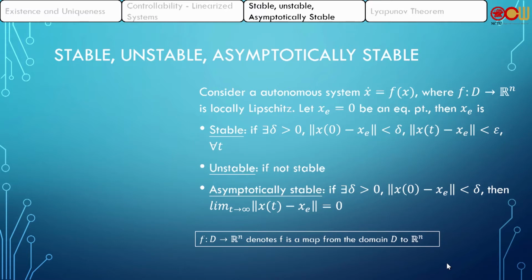And for the unstable case, it means that no matter where you started, the solution is not bounded. And for asymptotically stable, it means that given the same initial condition, eventually as t goes to infinity, the solution will converge to the equilibrium point. Here the limit is equal to 0, but for stable, the condition is bounded.